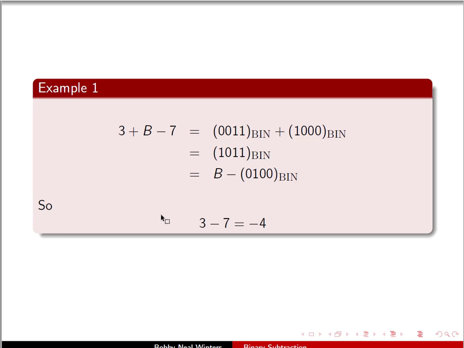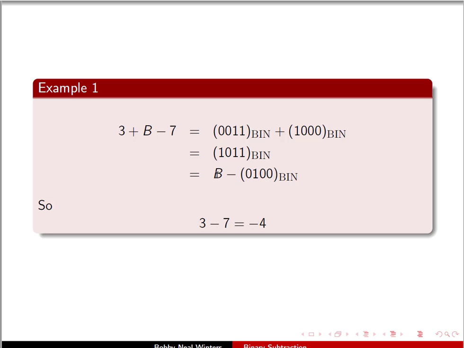All right, let's take a look at what happens when I take 3 plus b minus 7. That is 3 plus the ones complement of 7. This will give me 0, 0, 1, 1 plus 1, 0, 0, 0. When I add them together, this gives me 1, 0, 1, 1. Now 1, 0, 1, 1, if you look in our table, is just the ones complement of 0, 1, 0, 0.